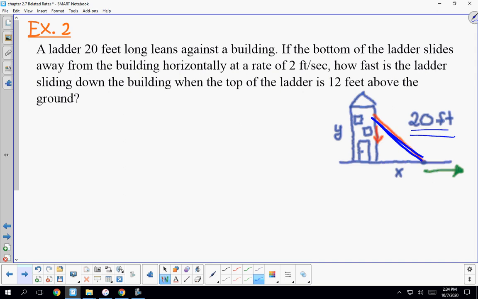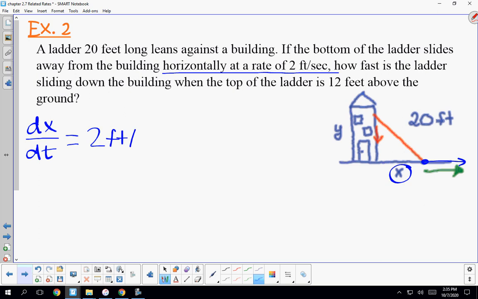It says the bottom of the ladder is sliding away from the building. So when the bottom of the ladder slides away, that's going to increase the value of x. So that's telling me here how fast x is increasing. So the distance of x is changing at a rate of 2 feet per second. That's the speed at which x is getting bigger.